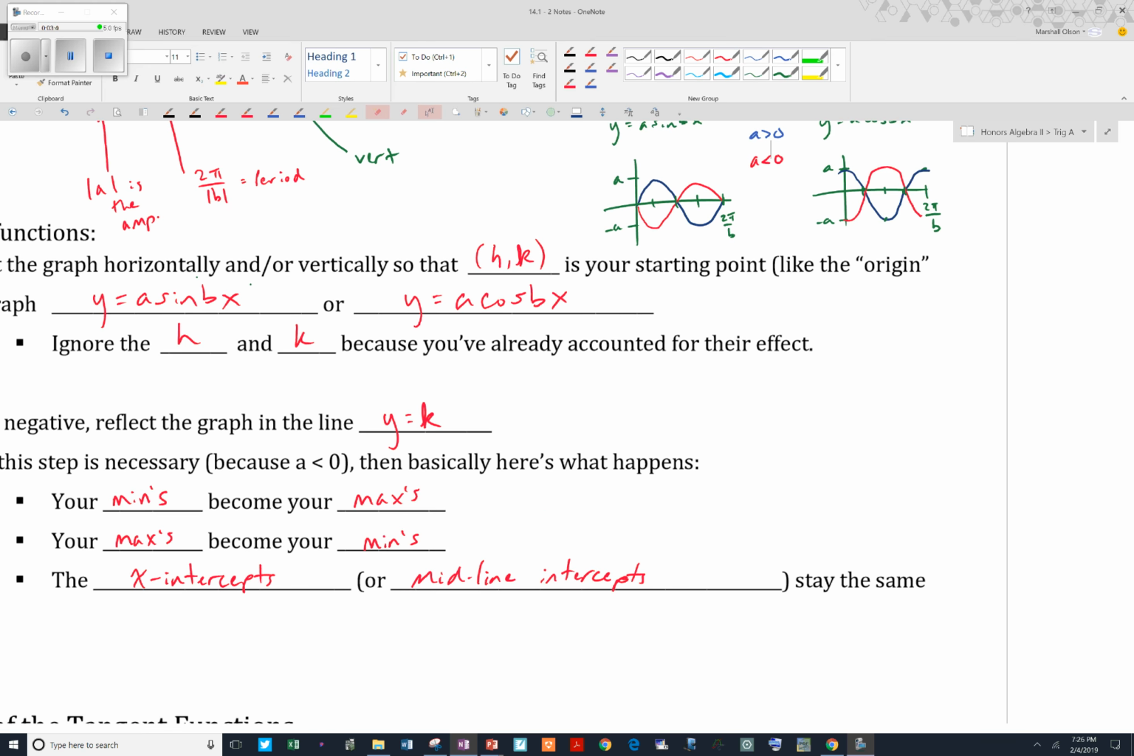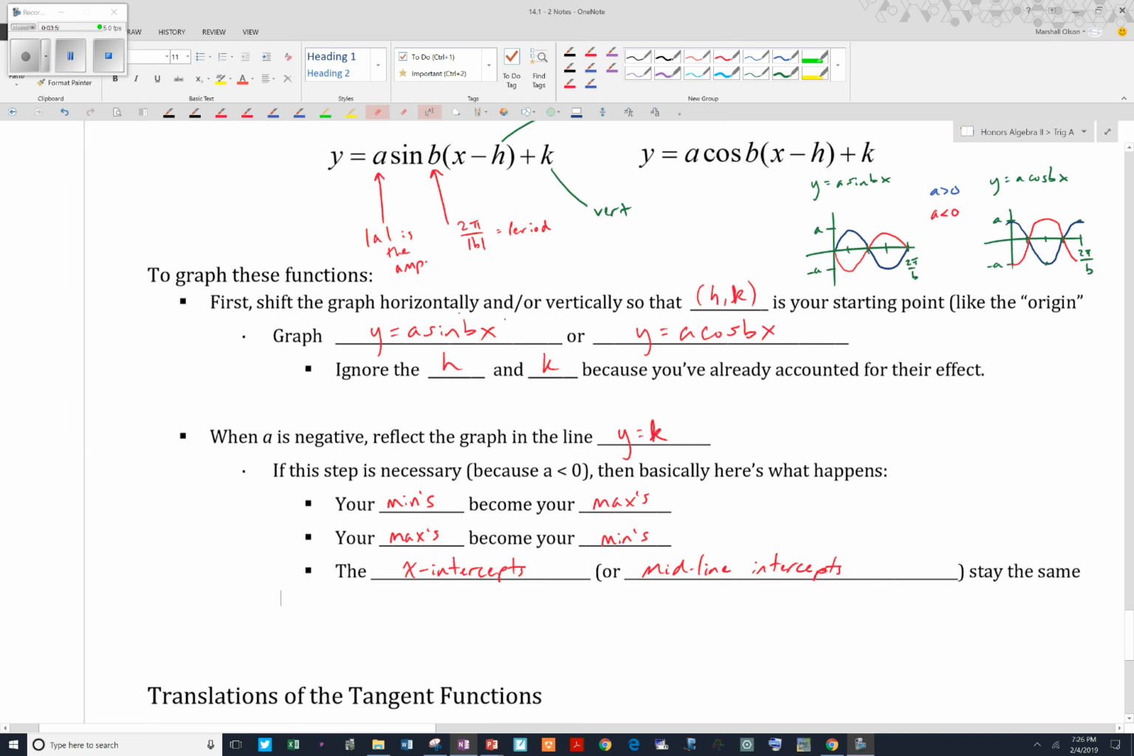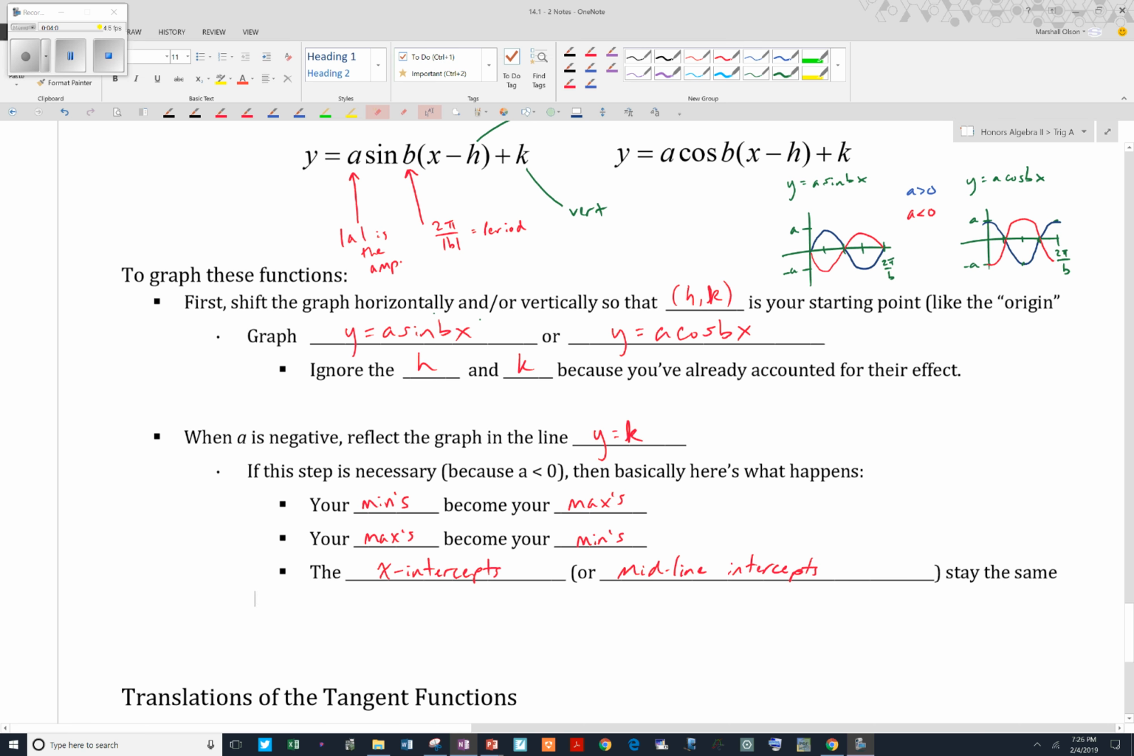All right, so take a second if you haven't already and jot some of this stuff down. I think it's going to make a lot of sense. We talk about a being negative and how that has an effect on the mins and maxes. They end up flipping spots. X-intercepts, or the midline intercepts, if we end up shifting it up or down, stay the same. So take a second, jot that stuff down, and then we'll talk about tangent.